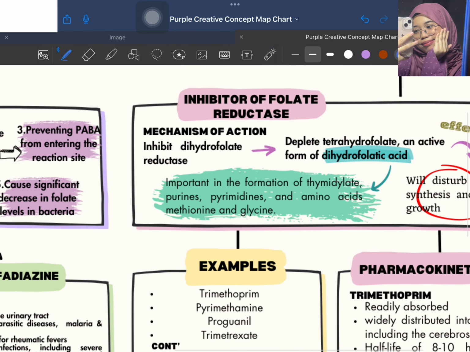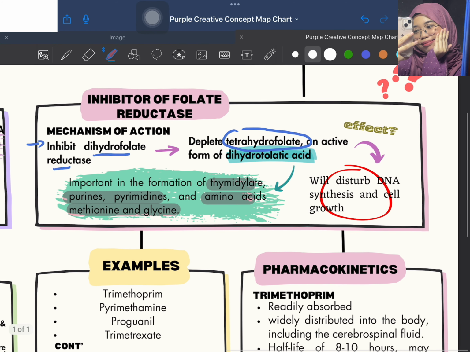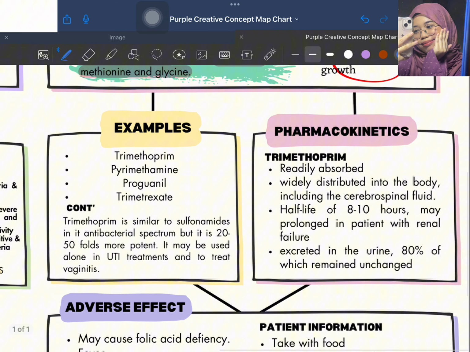Now, let's look into the inhibitors of dihydrofolate reductase. Its mechanism of action is that it will inhibit dihydrofolate reductase, which prevents the cell from converting dihydrofolate to its active form, tetrahydrofolate. Tetrahydrofolate is important for the formation of certain components which are needed for DNA synthesis, and thus it will disrupt cell growth when depleted. Some examples of dihydrofolate reductase inhibitors are trimethoprim, pyrimethamine, proguanil, and trimetrexate.